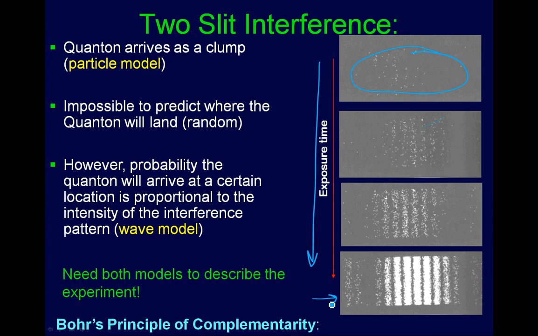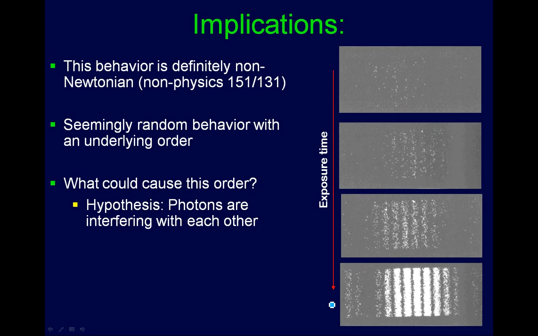And this is summarized in Bohr's principle of complementarity. Niels Bohr is going to be really big in the development of quantum mechanics. And so what he says is you need these two different models in order to explain what's happening. But of course, what's happening transcends both of these models, and that's going to be the part that's really weird. So let's talk about this. First of all, this is very non-Newtonian, because we're using these two different models. In regular physics, we have particles, we have waves, and they never have to be used together. And we have this idea of seemingly random behavior with an underlying order.